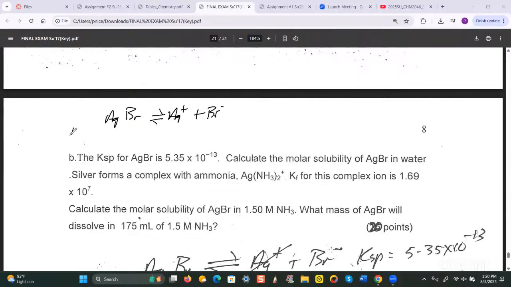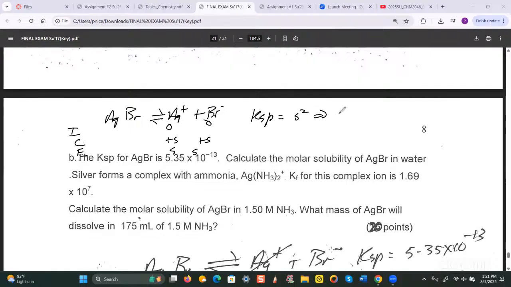So initially, we had none of these two here. Change here is going to be plus S, if S is the solubility. And at equilibrium, you're going to have S and S, right? So Ksp is going to be equal to S squared.